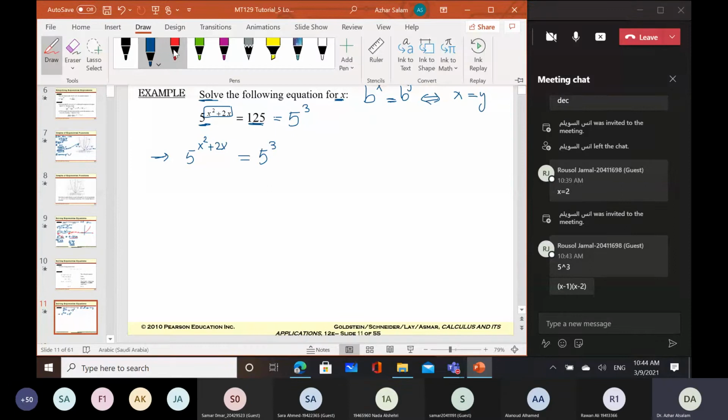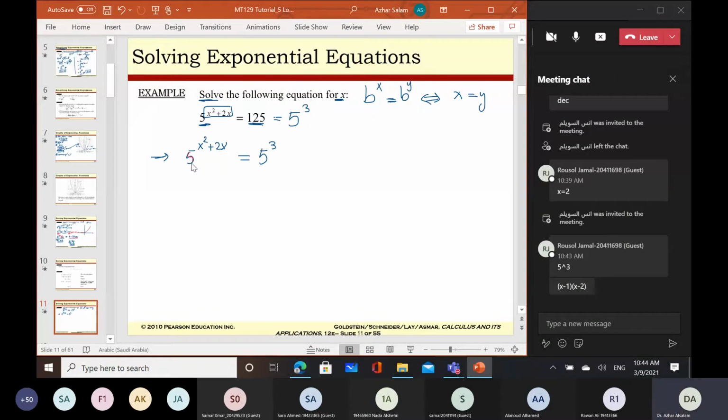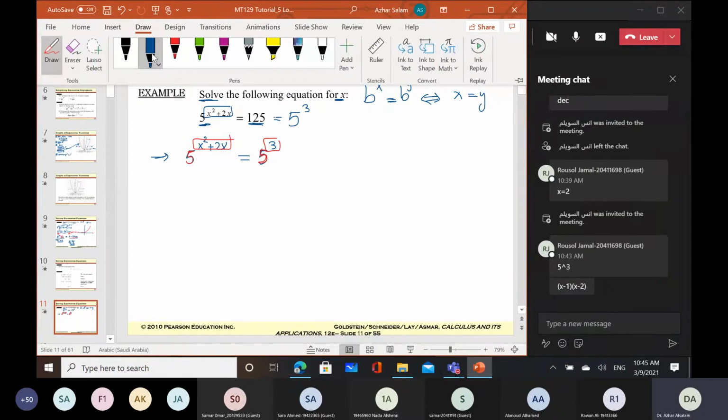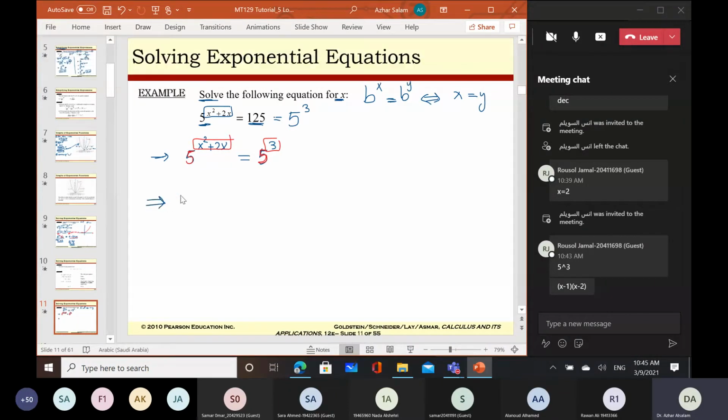So here I have the same base, base 5, on each side. So the exponents will also be equal. تساوت الأساسات معناتها تساوت الأسس. I will make the equality between the exponents: x squared plus 2x equals 3.